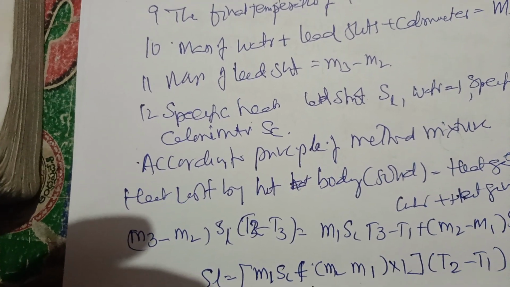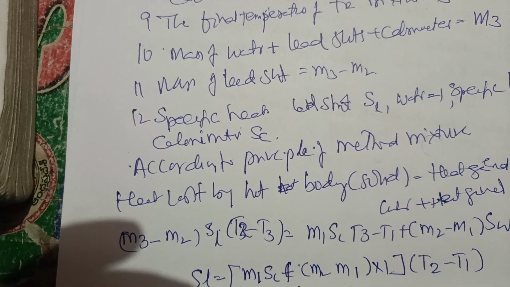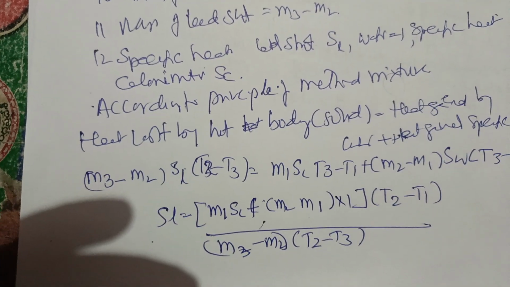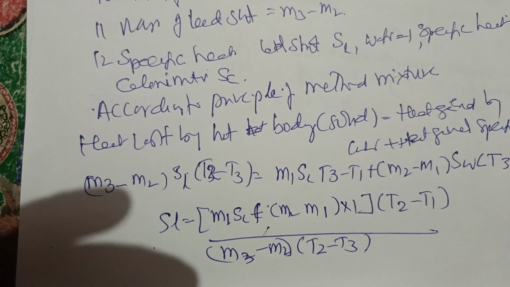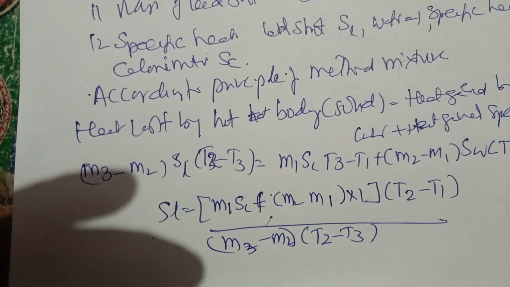So the conclusion is that the specific heat of the solid material can be measured with the formula: we can say that SL equals [M1 SC plus (M2 minus M1)] into (T3 minus T1) divided by (M3 minus M2) into (T2 minus T3).